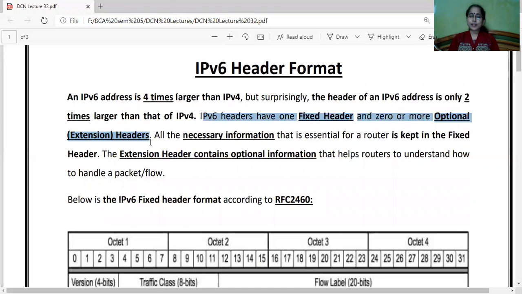Okay, this extension header lies between the fixed header of IPv6 and the TCP header of the segment that propagates from the transport layer to the network layer. All the necessary information that is essential for a router is kept in the fixed header. The essential part of information required for the routing process becomes a part of my fixed header. The extension header contains the optional information that helps the router to understand how to handle a packet flow.